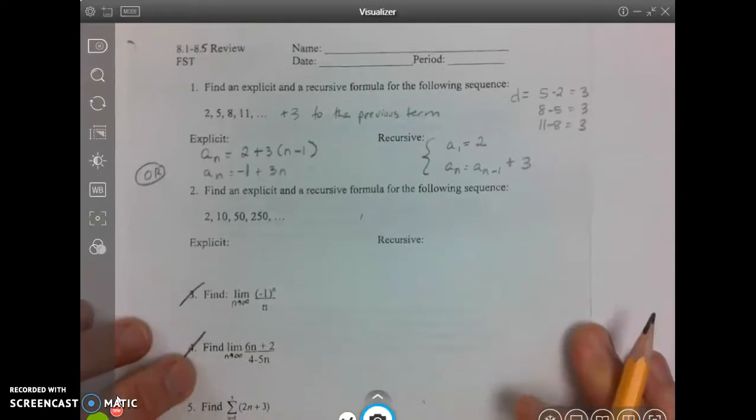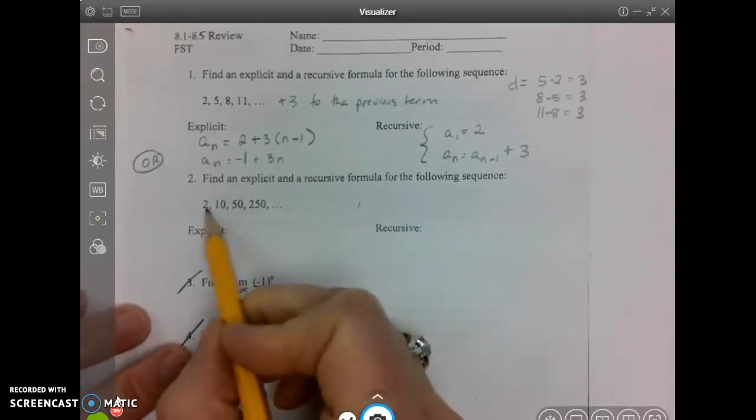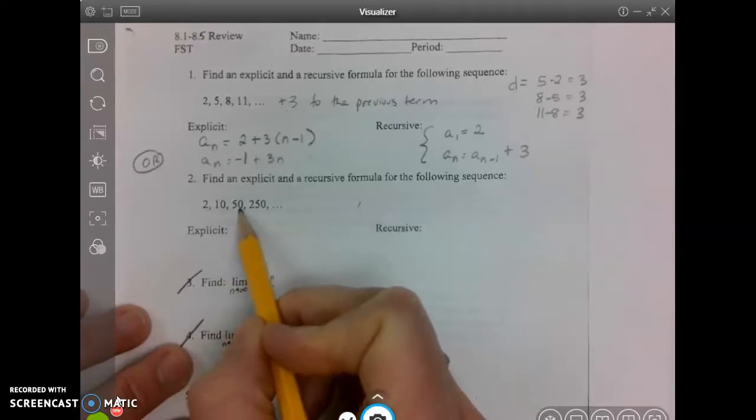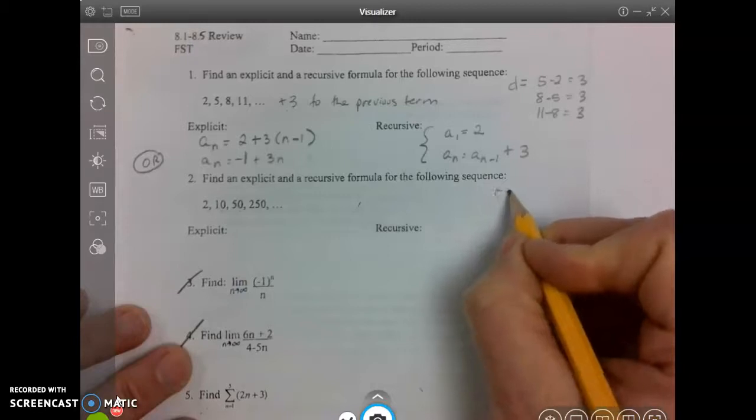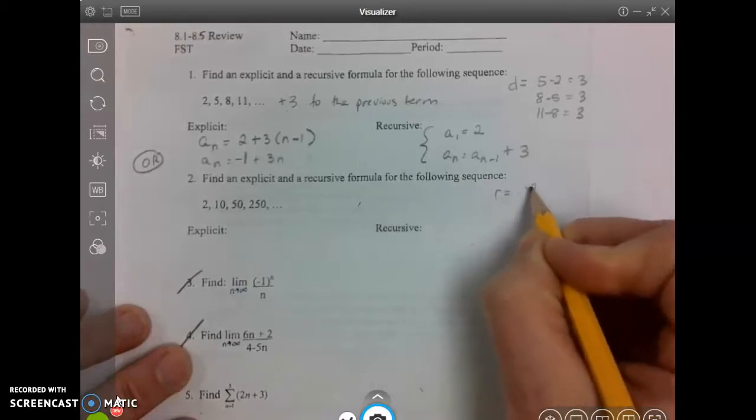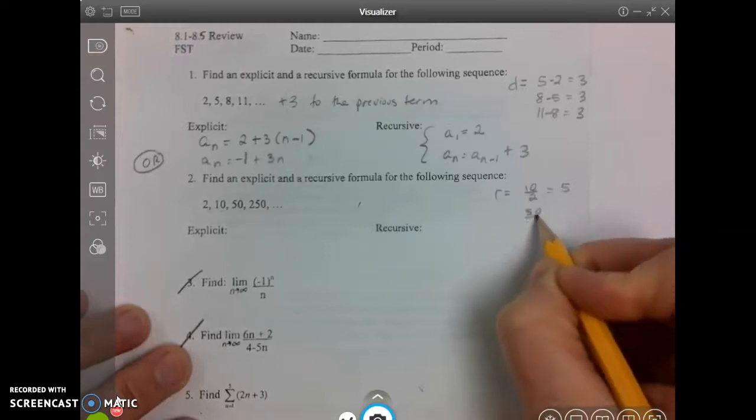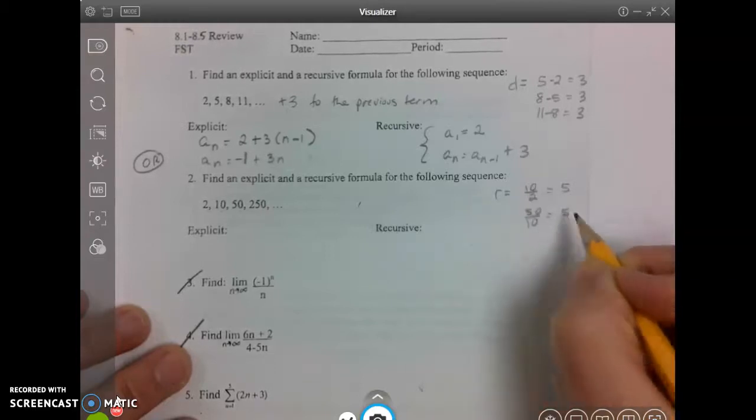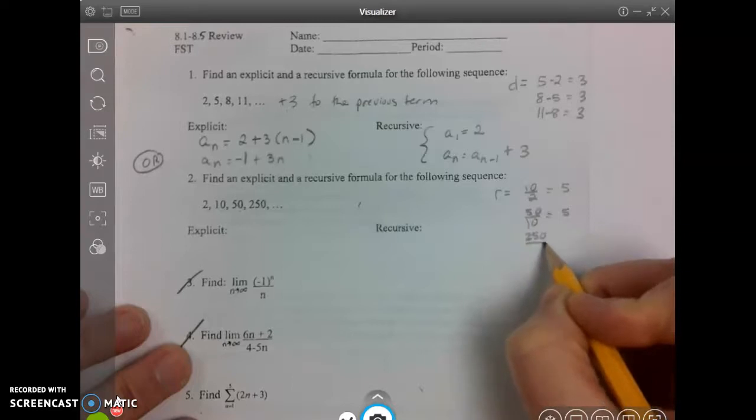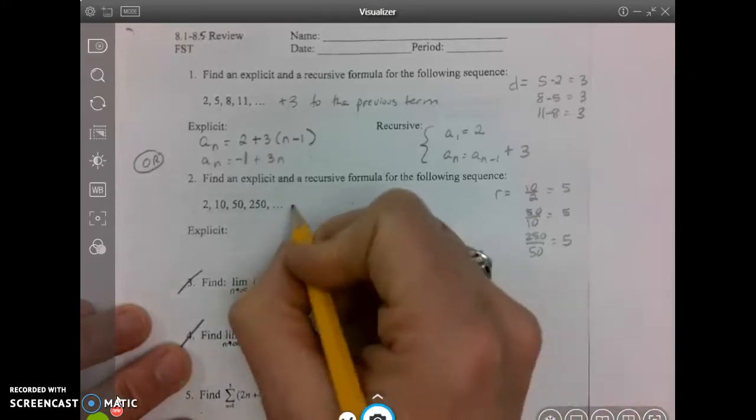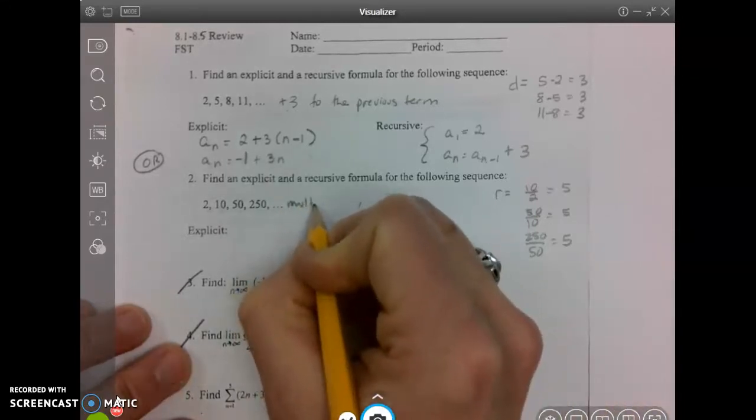And I go to number 2. This looks like it goes up by 8, and this goes up by 40. So I realize this is not arithmetic. So then I check to see if there's a constant ratio. What's 10 divided by 2? 5. What's 50 divided by 10? 5. What's 250 divided by 50? 5. So I know that this is geometric. I'm multiplying by 5.